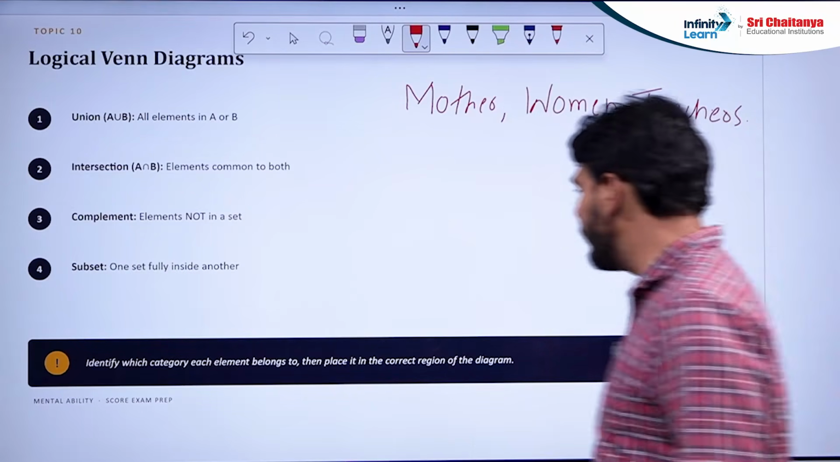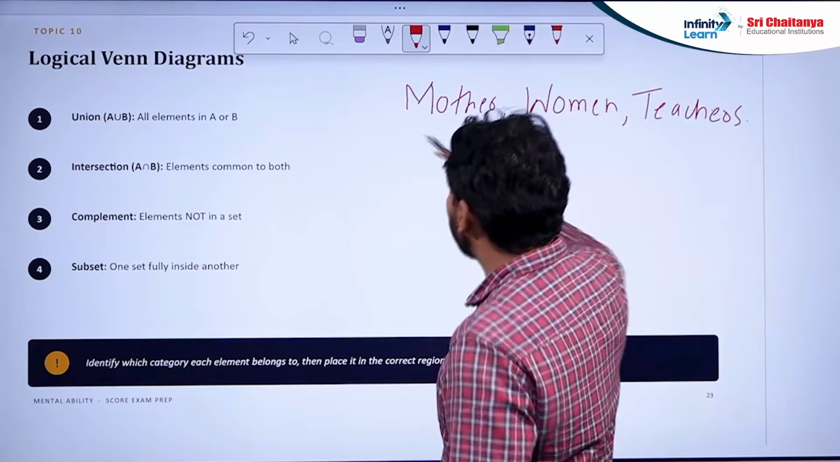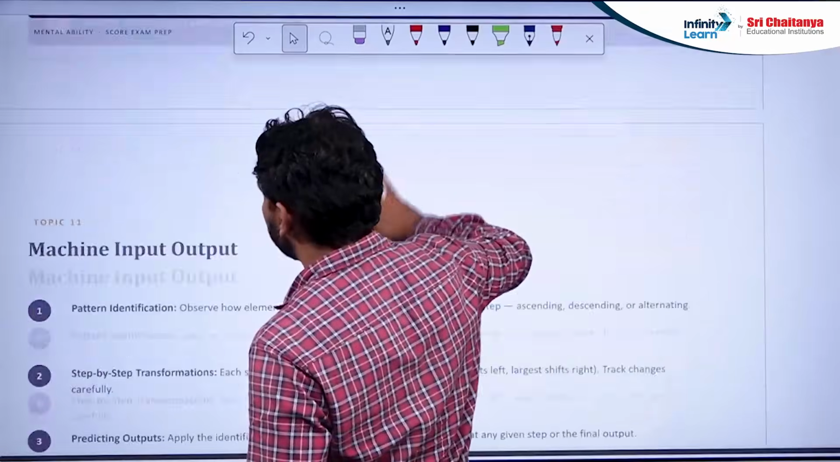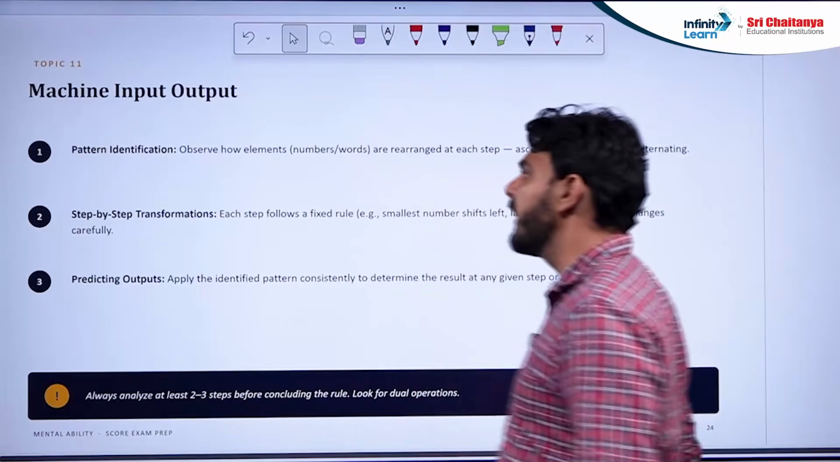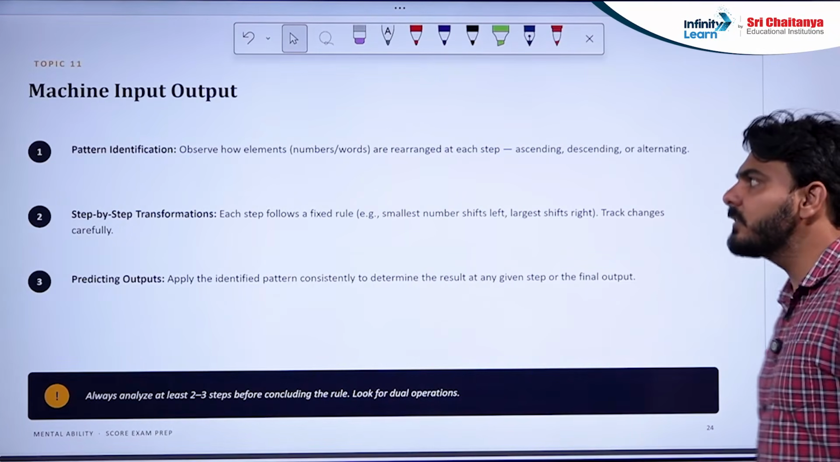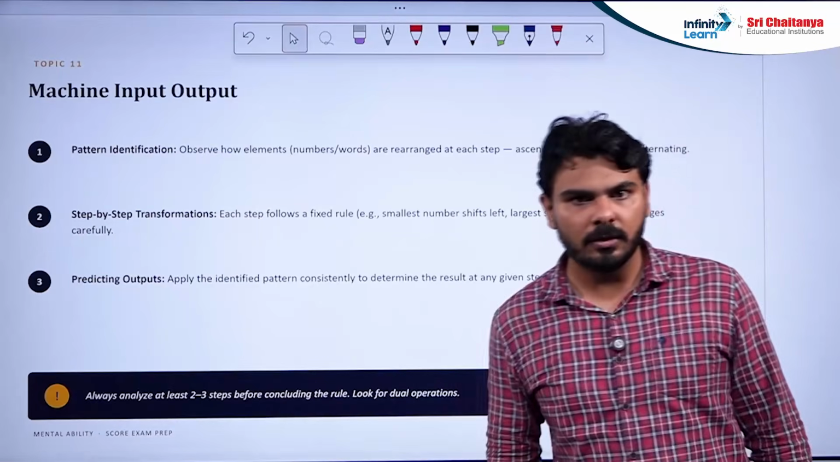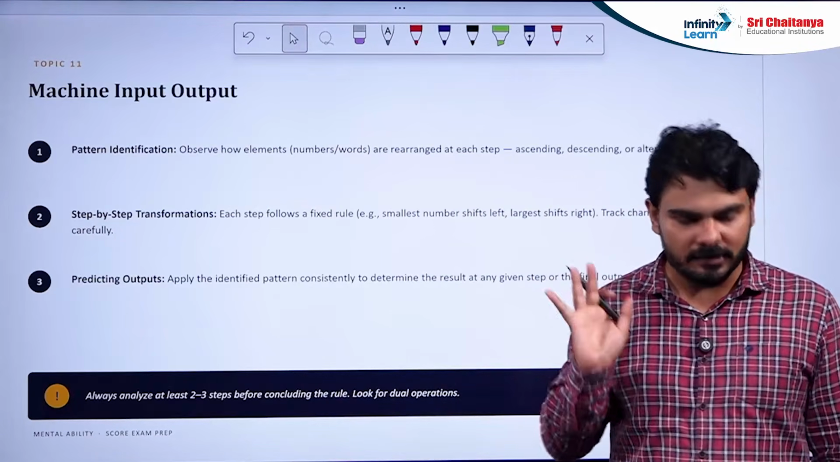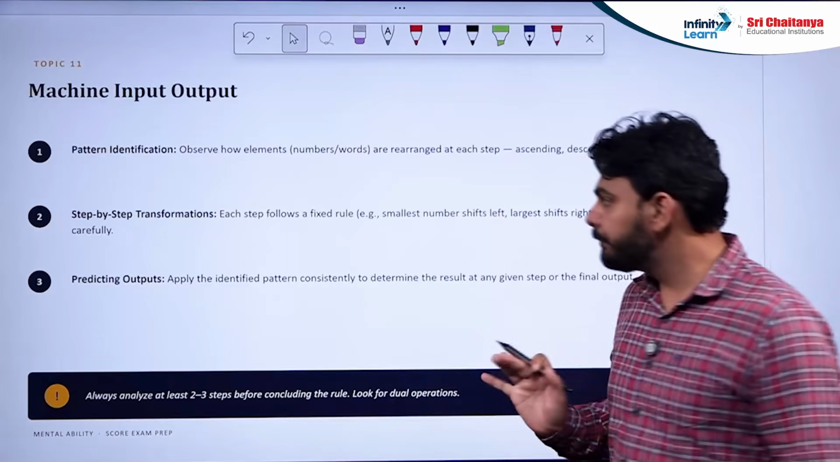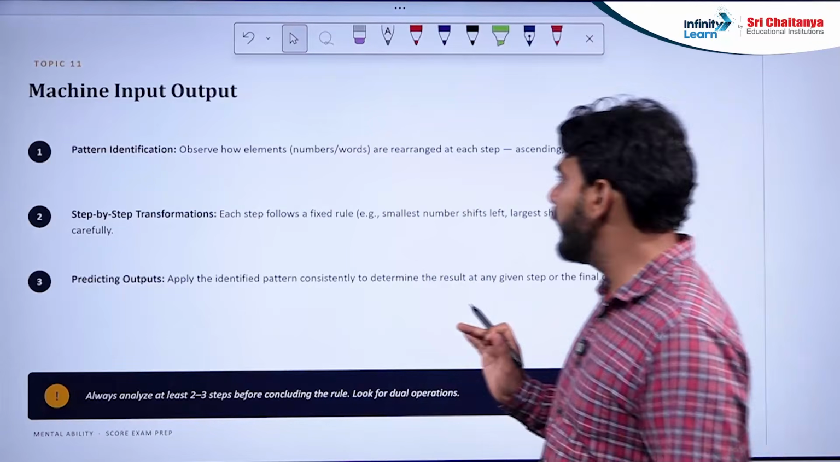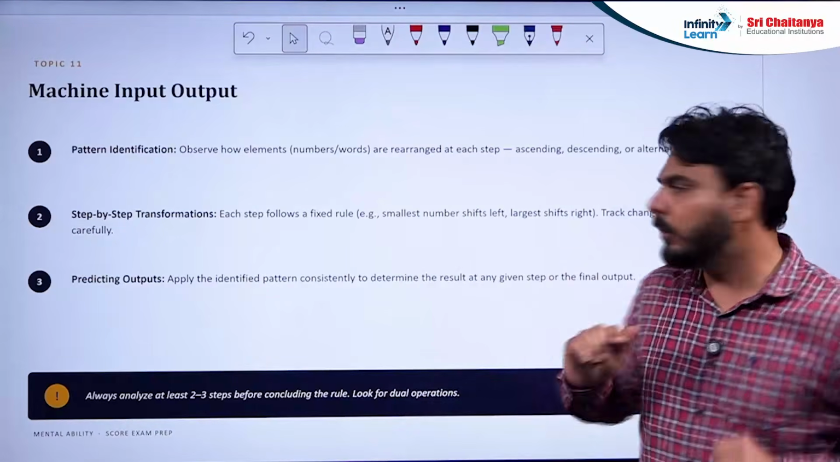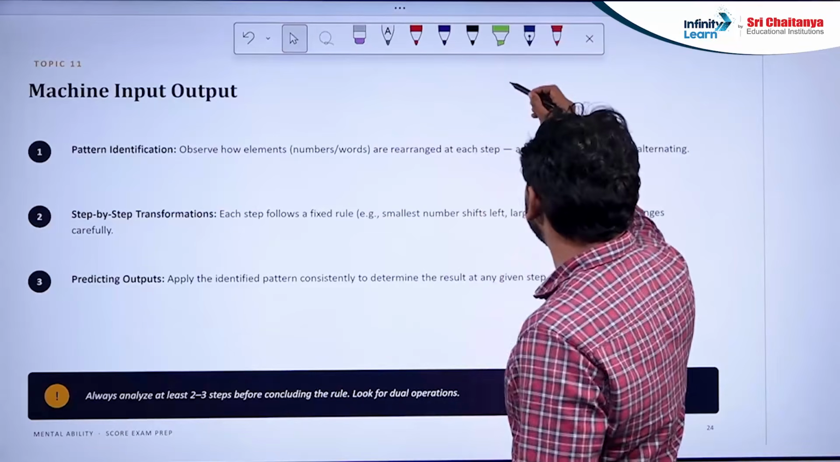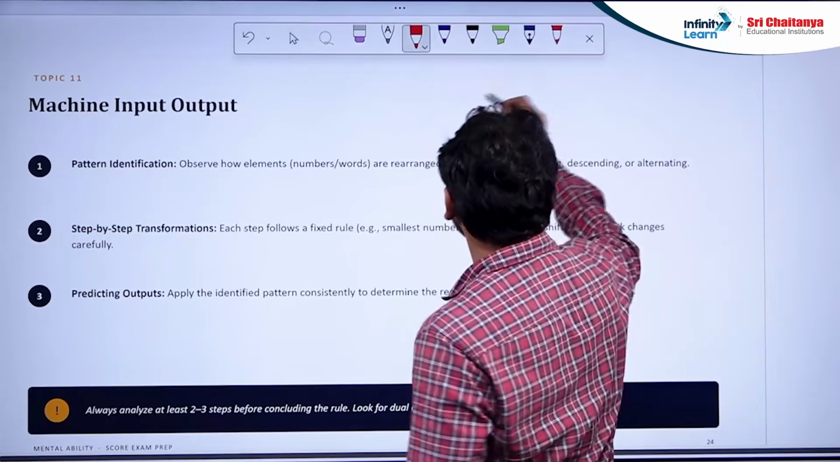Okay, so let us now move on to our next slide. Our next topic is machine input output. Okay, so machine input output is all about finding the patterns. Yes, only about finding the patterns. So for example, let us see, you are given an input. Let me give you some example.